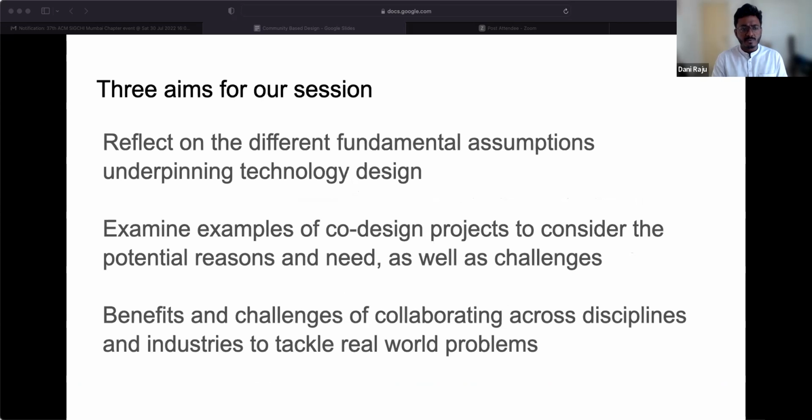So here today, there are three broad aims for this session. One was to reflect on the different assumptions that we have in our society about technology design in general. And then we'll go through some of the co-design projects that I've been lucky to be part of, and then think about why to do such an approach in the first place, and what are the challenges it poses considering the other approaches of technology design. And we will also look at the benefits and challenges of a multidisciplinary approach to community design to crack these real world problems that we have in our hands.